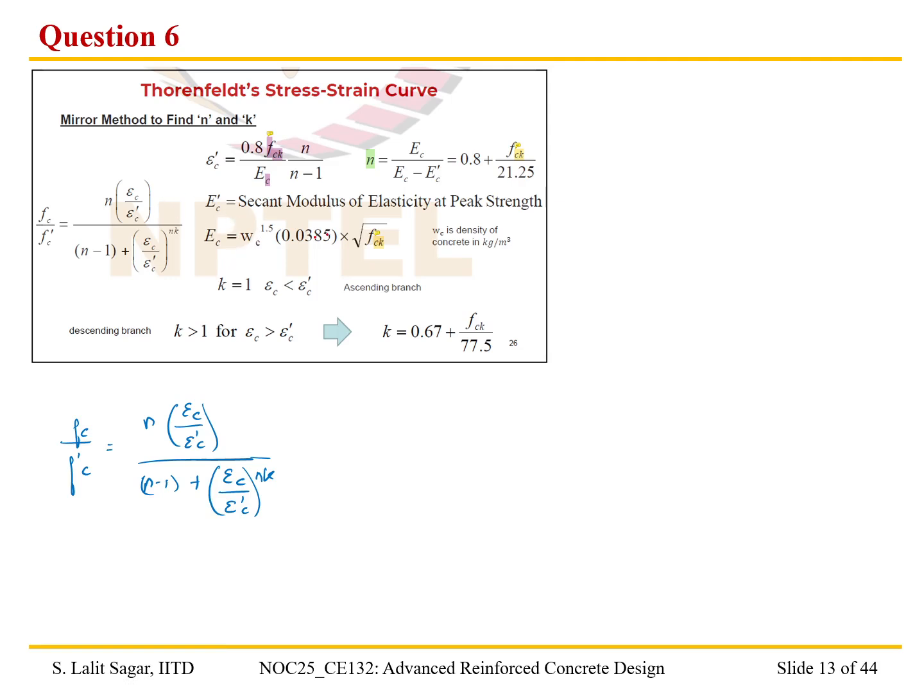So here N is given by 0.8 plus. There is a small correction actually, even in the lecture sir has corrected this formula, but in the PDF somehow it has remained like that. It is not FCK, instead it is FCU by 21.25. Okay, so let us go ahead and calculate this, right?